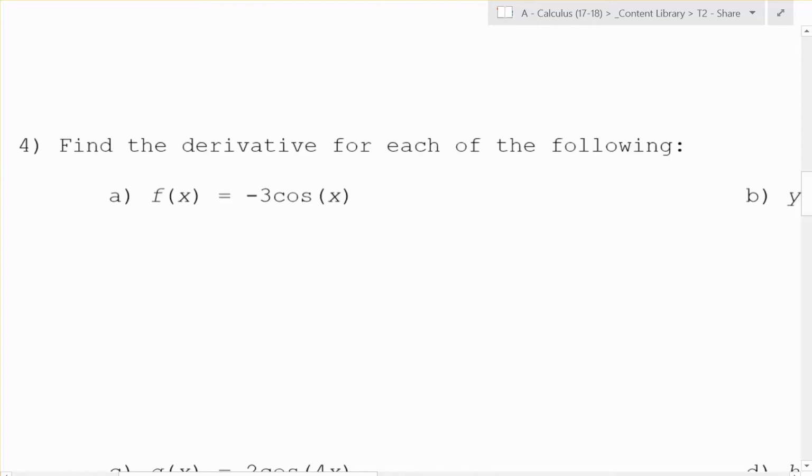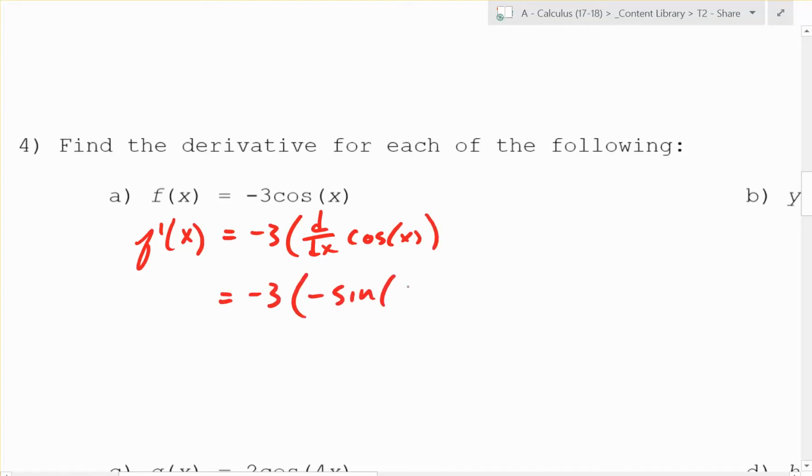So what does that mean when you take the derivative of these functions? Well, f prime of x, the derivative of cosine is negative sine. This negative 3 is along for the ride. So you're doing the derivative of cosine x. I'm just doing this in long form, an extra step in there. So we have negative 3 times negative sine of x. So this is going to be 3 sine of x.